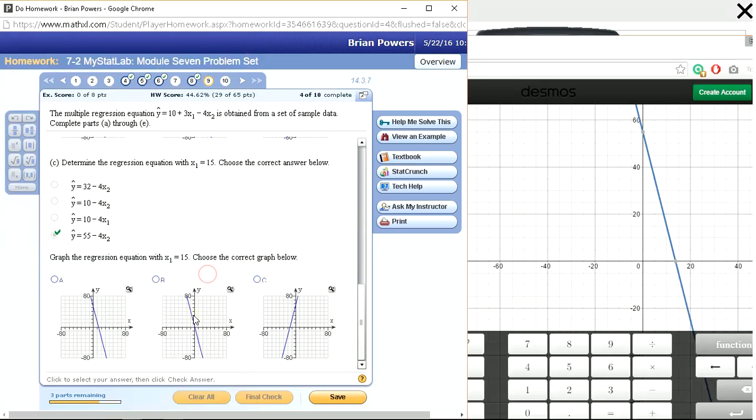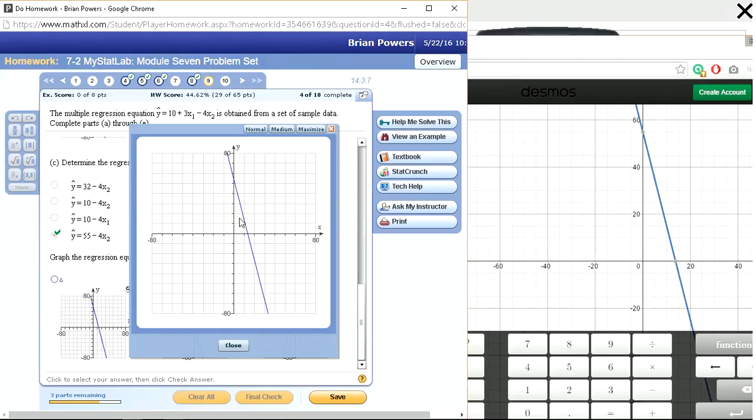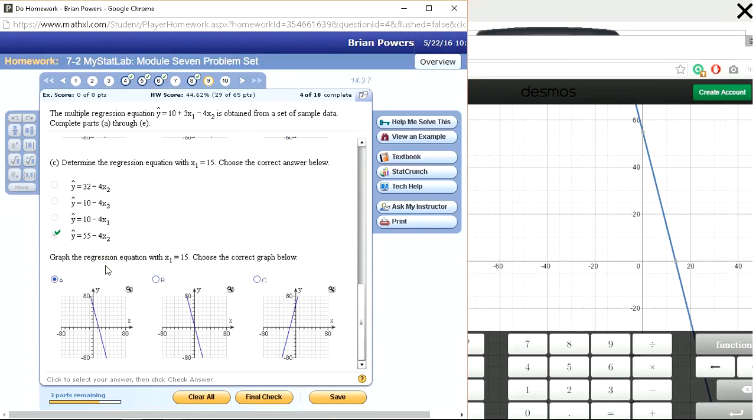It's one of these two. Let's just see. That one looks pretty good. It should be crossing at 55. There's 50, and that's 60, so it's right halfway between. That looks good, so we'll go with it.